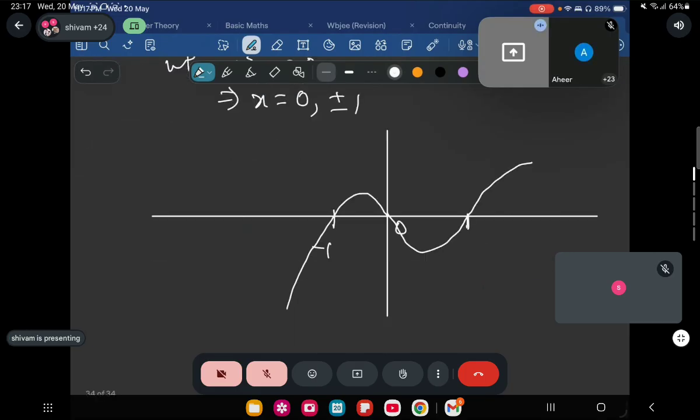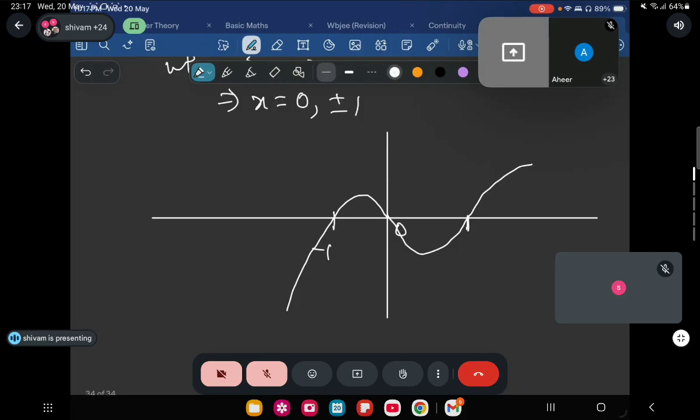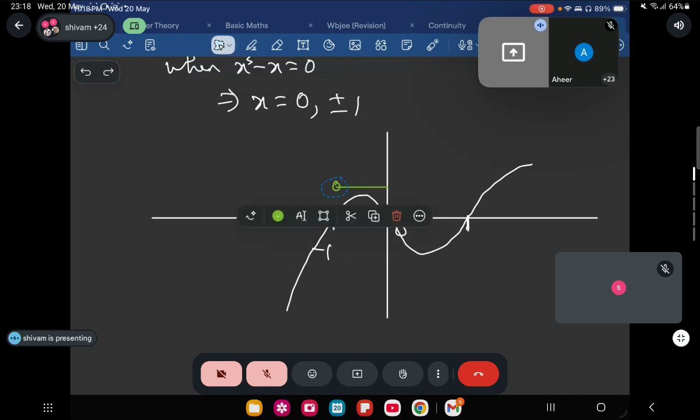Between -1 and 0, it will return 1. Right, between -1 and 0, it will return 1. See, this is how the graph will look like. This green one is the graph. Everyone, pay attention. Between -1 and 0, it will return 1.